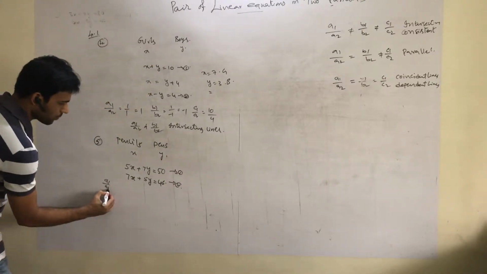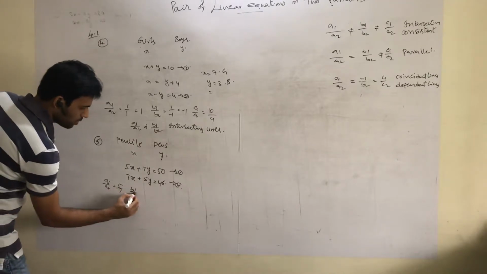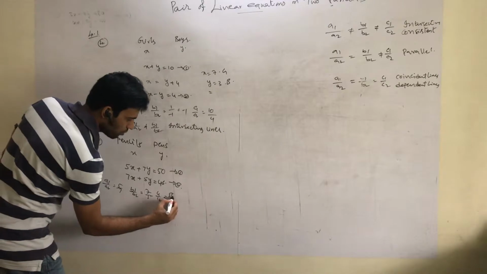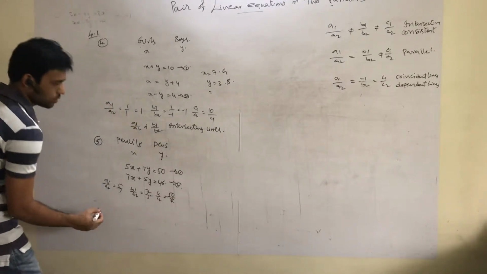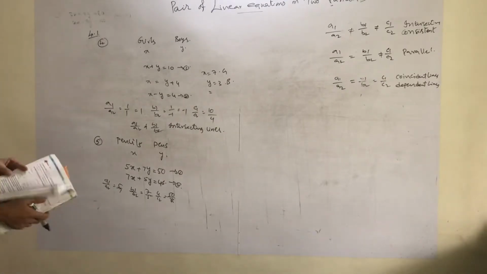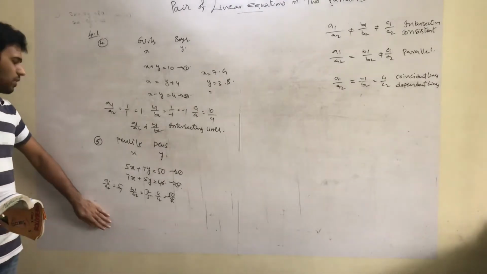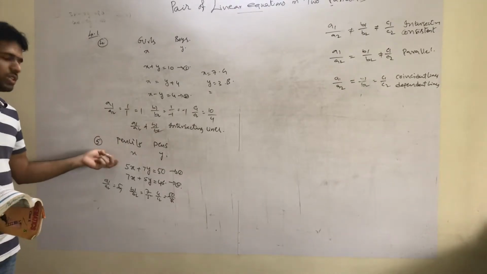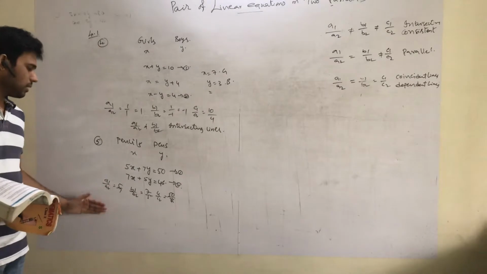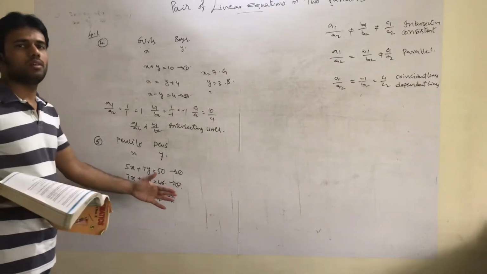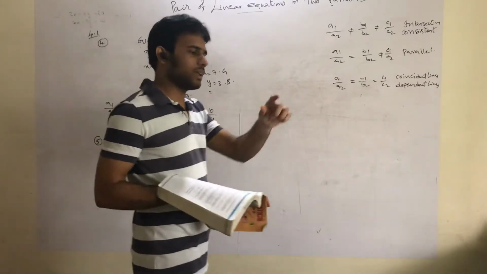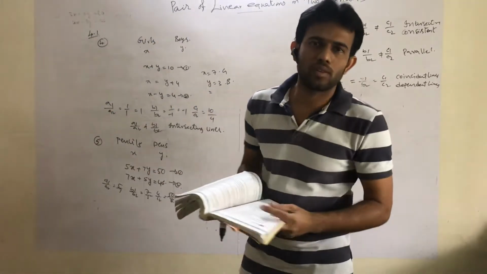Find a1 by a2, 5 by 7. b1 by b2, 7 by 5. And c1 by c2, 50 by 46. None of them are equal. So they are intersecting lines. And you resolve them using the graphical method. Graphical method, as you know, take the first equation, different values of x, find the values of y, x comma y. And then second equation, different values of x, find the values of y and different coordinates. And put that on a graph, and you will get an intersecting point. So that intersecting point will become the answer.